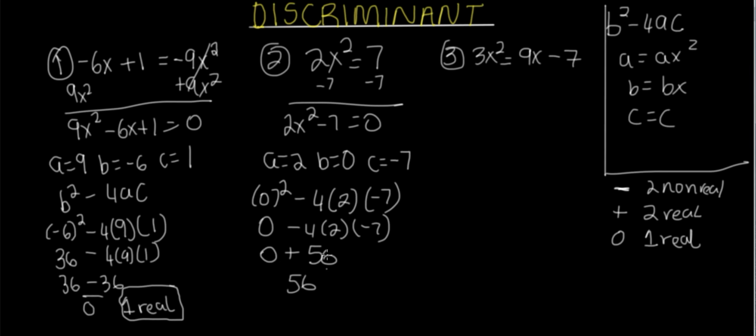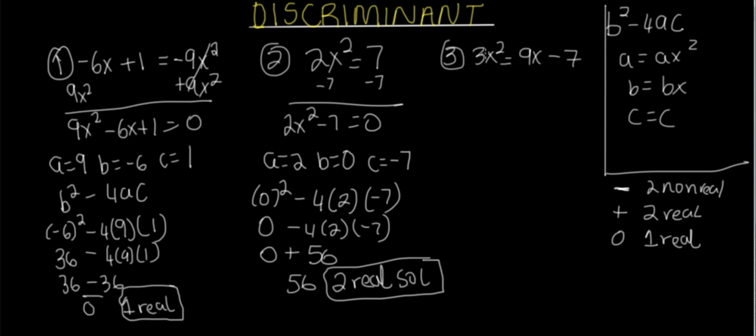So this is a positive answer. Because it's positive, I know I'm going to expect two real solutions. So the problem would say something like, use the discriminant to determine how many solutions and what type. So this is how you do it.